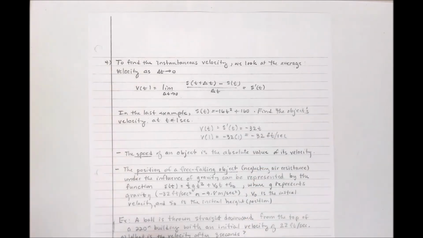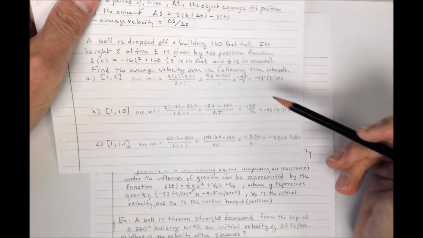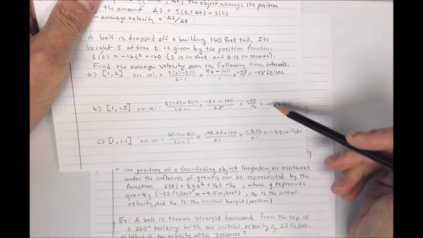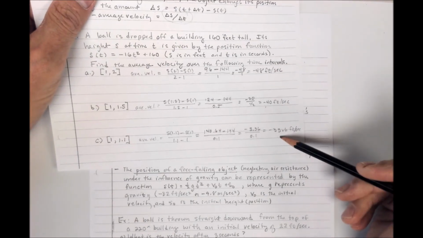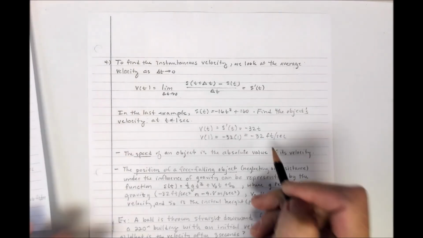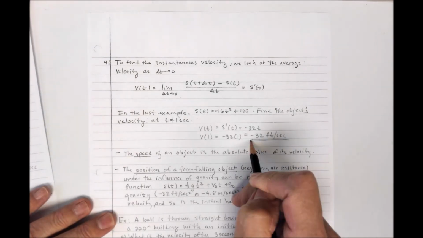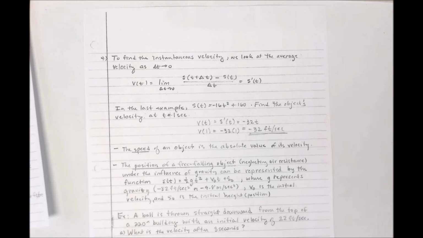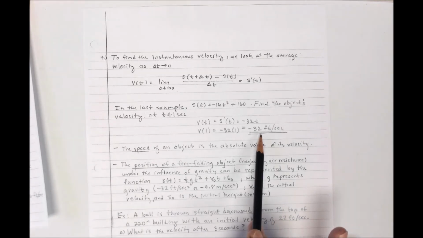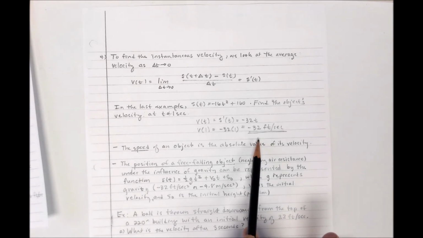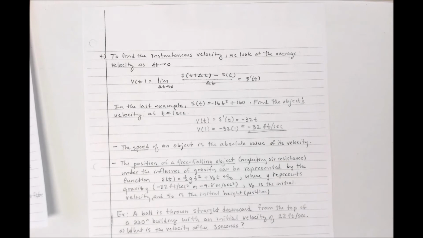Now remember the other values? Hopefully you were following along. Notice it went from negative 48 to negative 40 to negative 33.6 feet per second until we get to the instantaneous velocity of negative 32 feet per second. And as I mentioned before, that's the velocity. The speed of the object is the absolute value of the velocity. So if they ask you for the speed, it would be positive 32 feet per second.